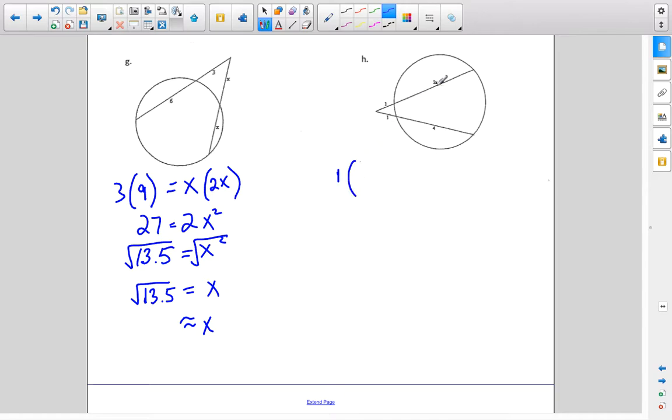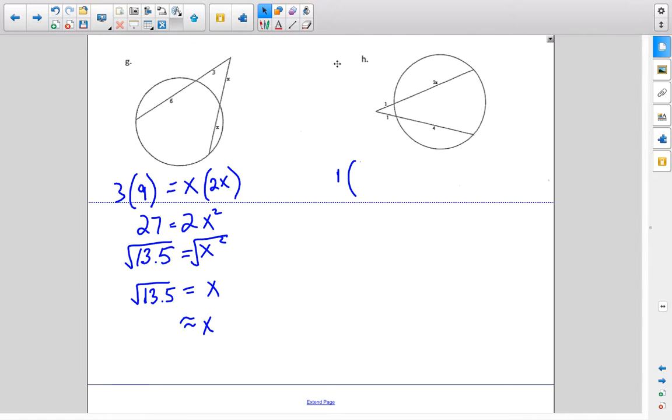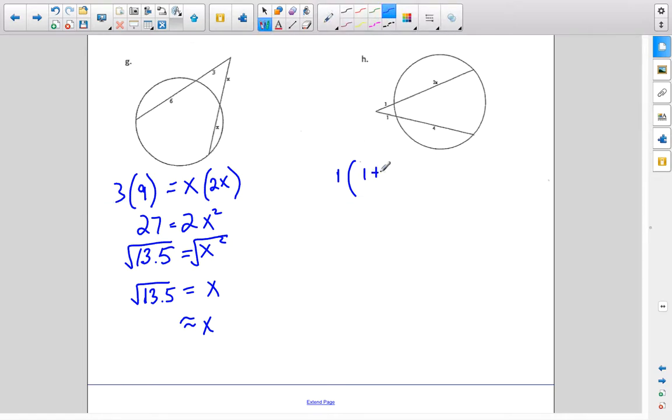So outside times the whole. Remember now, we cannot add these two parts together. So we're going to just write them: 1 plus 2x, that would be my whole, adding those together. And that equals the outside times the whole. Now those two I can add together to get 5.